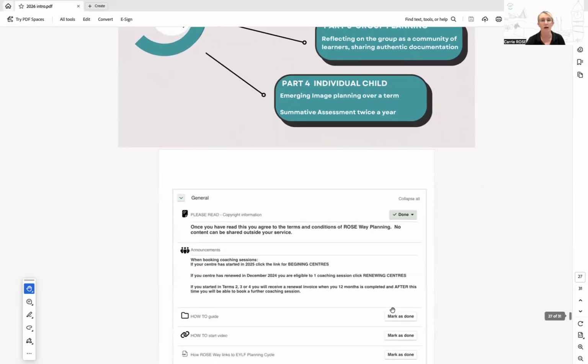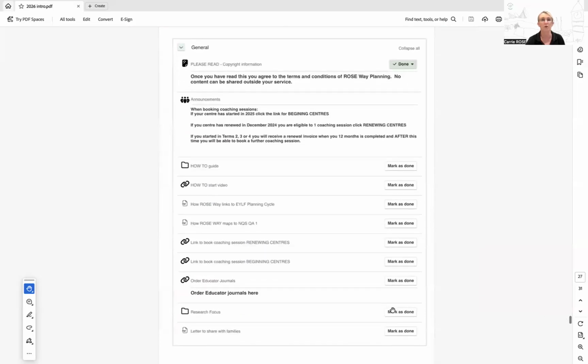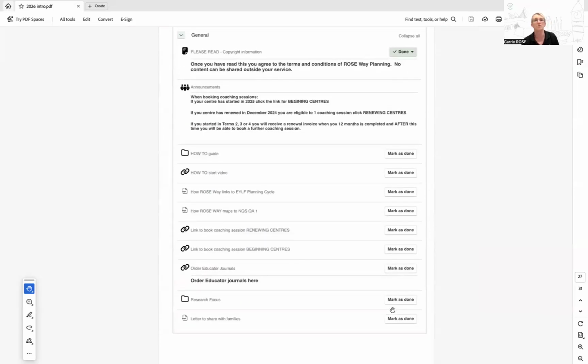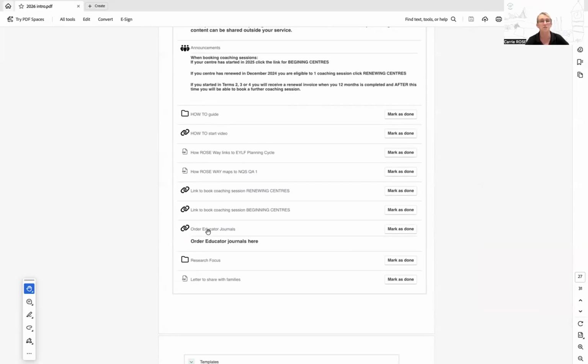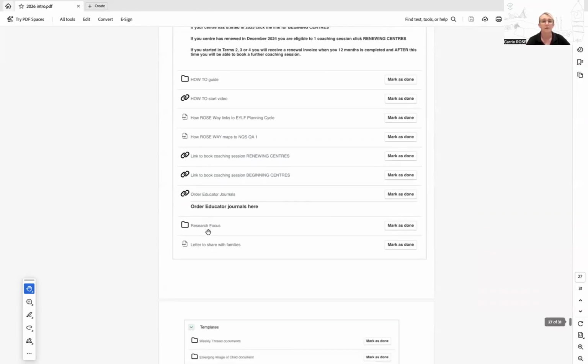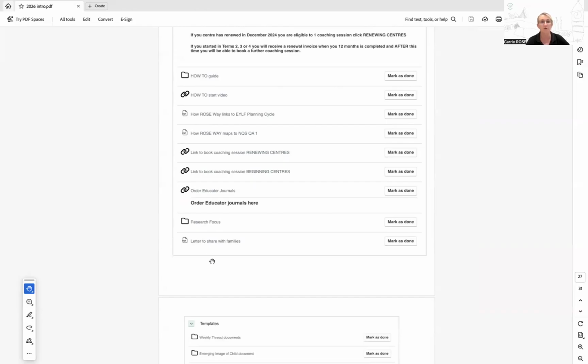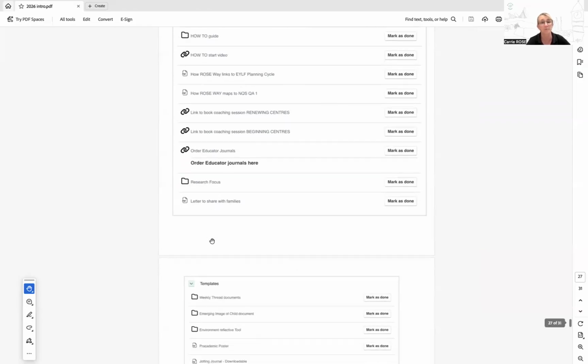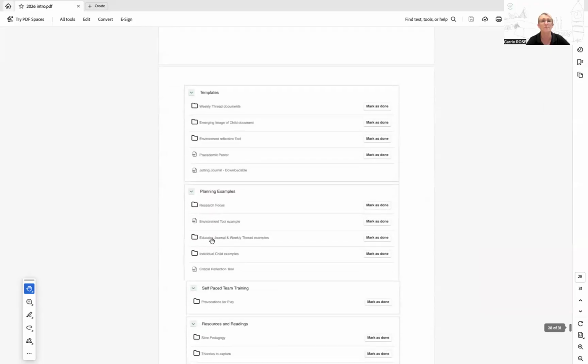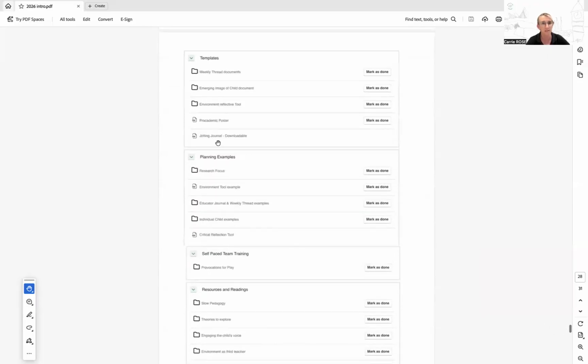So this is what the online platform looks like. Just to give you a bit of a visual, it comes with little announcements. There's how-to guides, there's videos, there's support materials, there's coaching sessions. So you get 3 online coaching sessions in the first term of implementation with me. There's all the example research focuses. There's a letter to share with your families to help with the transition over. Then there's all the templates that you can download.